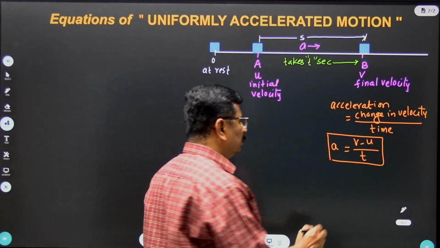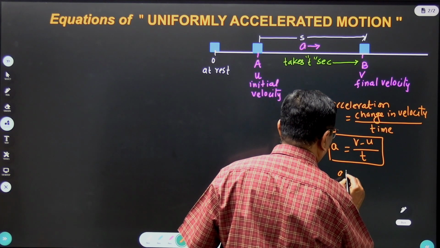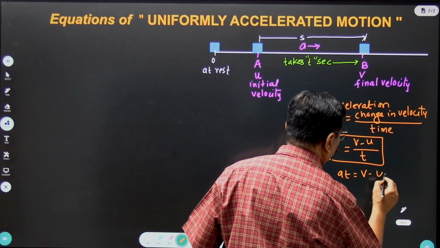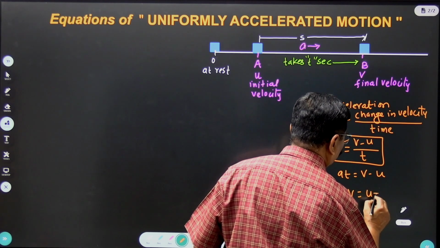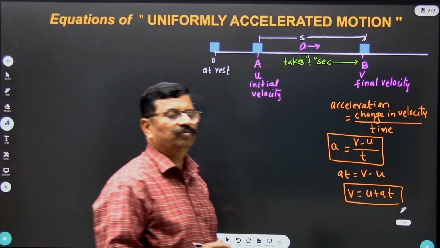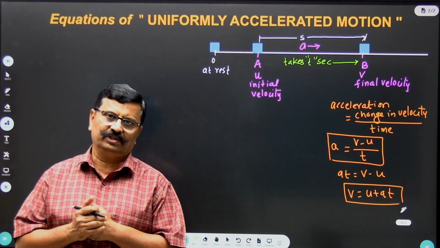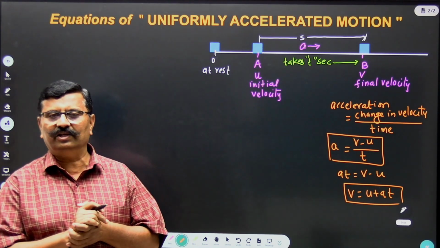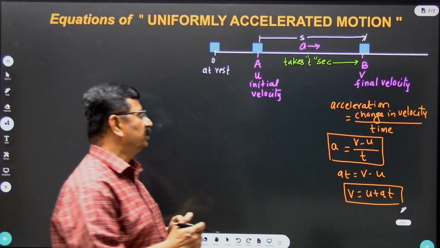Now let us simplify this further. So a into t is equal to v minus u. Hence v is equal to u plus at. So we call this the first equation of the uniformly accelerated motion. Now let's find out another equation. Let's find out the second equation.